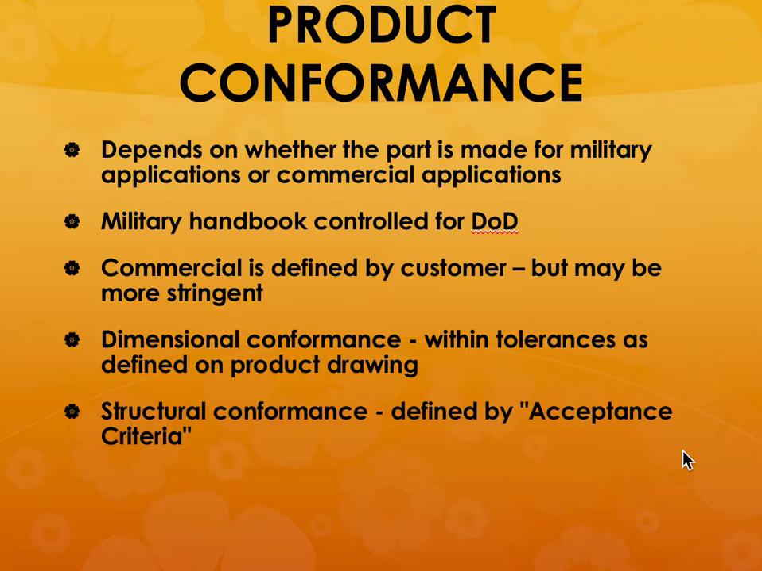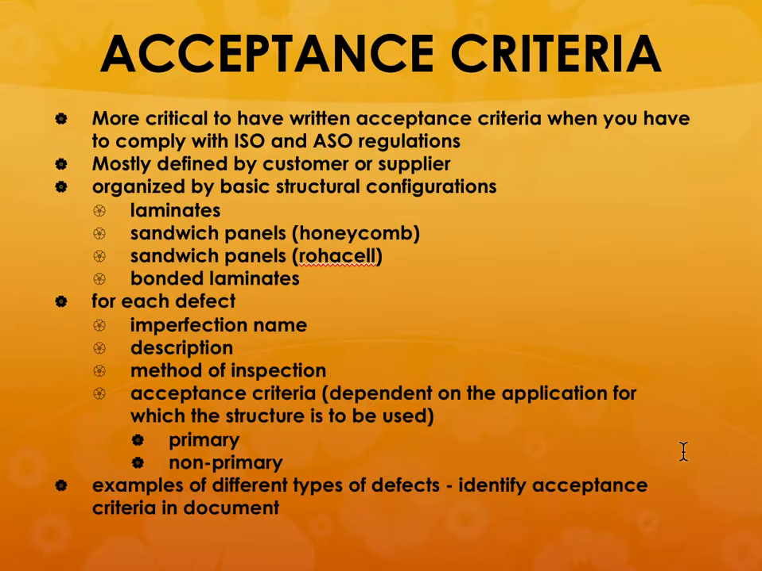What is one of the most common things that we do? We say, hey, this should be 1 feet by 3 feet by 1/16th of an inch thick. So most of the time you are going to be looking at dimensional conformance, whether it is within tolerances as defined on the product drawing or not. And the structural conformance, like the strength, modulus, shear strength, interlaminar strength, etc., they are all defined by the acceptance criteria that is defined by the customer.